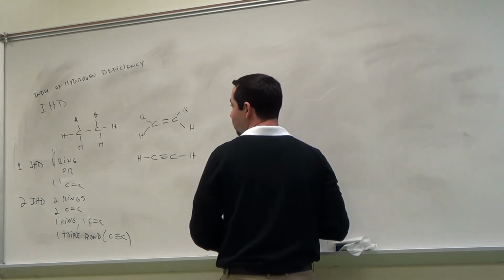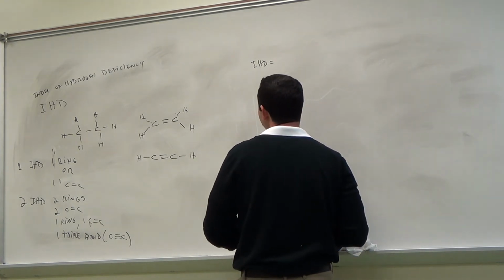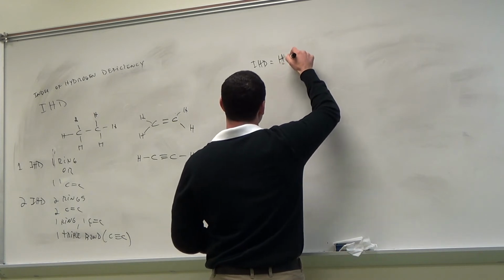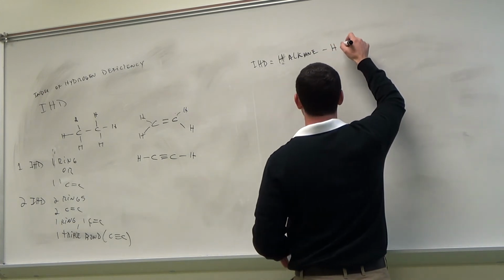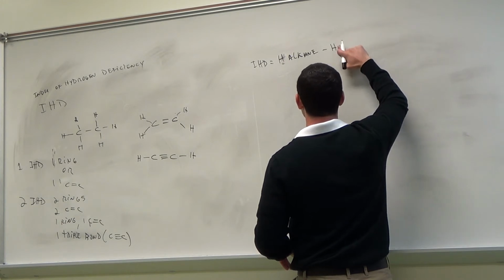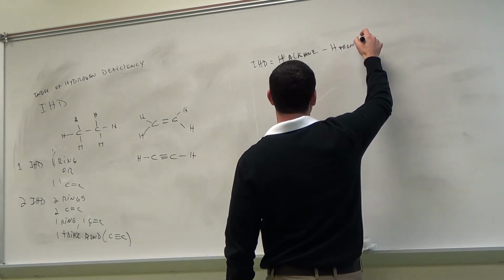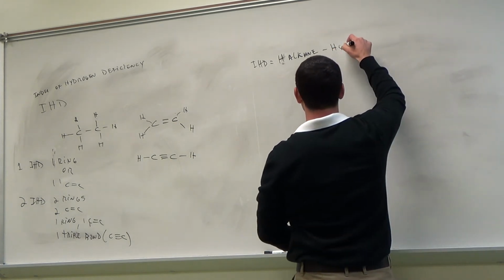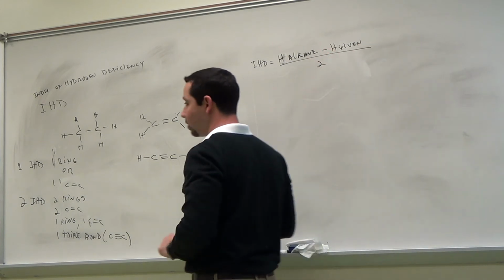So this is how you calculate IHDs. It is the H from the alkane, minus the H given in the formula, divided by 2.